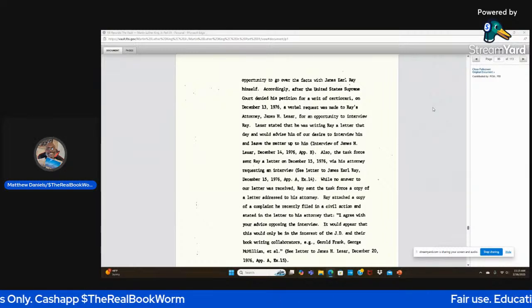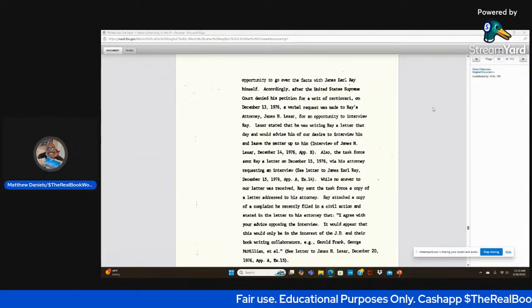So now the FBI is saying, oh, you know what? We want to interview James Earl Ray to get his side of the story. Blah, blah, blah. He was working for you, FBI.